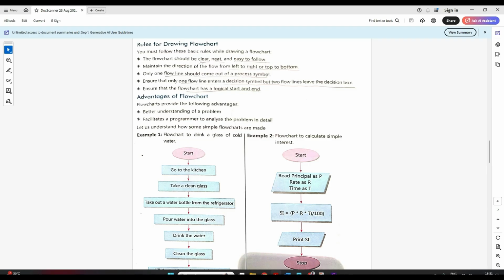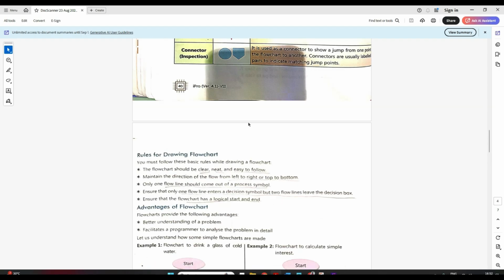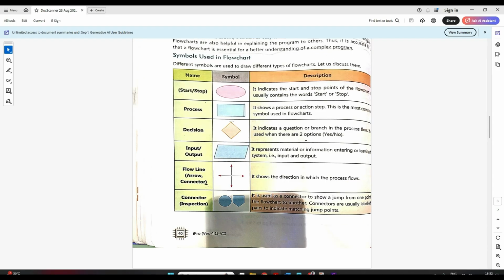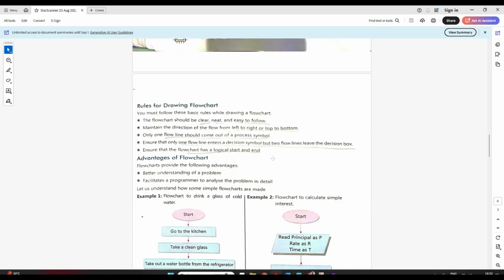Now, what are the different rules for drawing a flowchart? The flowchart should be very clear, neat and easy to follow. This is something you can just go over and understand. It's very simple. The direction of the flow, from left to right or top to bottom, has to be clear, right? Only one flow line should come out of a process symbol. Ensure that only one flow line enters a decision symbol, but two flow lines leave the decision box. From the top it should come, but here two should be output, either yes or no. So two flow lines leave, but only one enters.